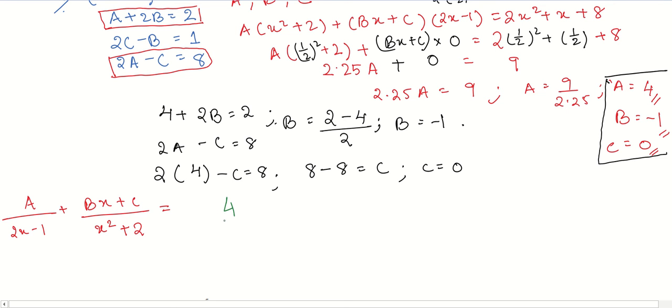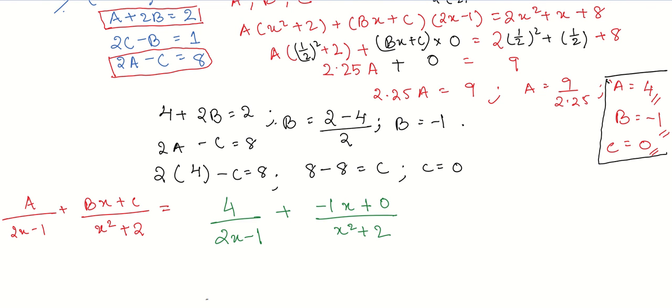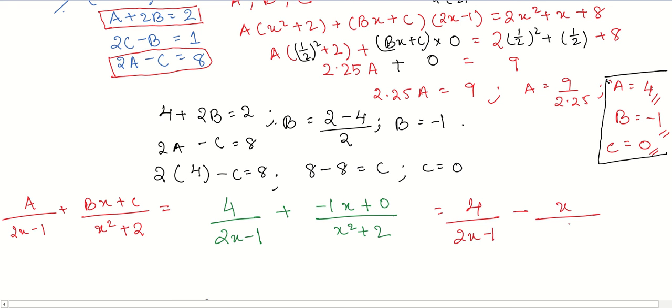So we will have 4 divided by 2x minus 1 plus, now we have B as minus 1, so minus 1 x plus 0, since C is 0, so 0 x squared plus 2. Our final answer would be in this form: 4 divided by 2x minus 1 minus x divided by x squared plus 2. So this is the partial fraction. Your f of x is now expressed in partial fractions.